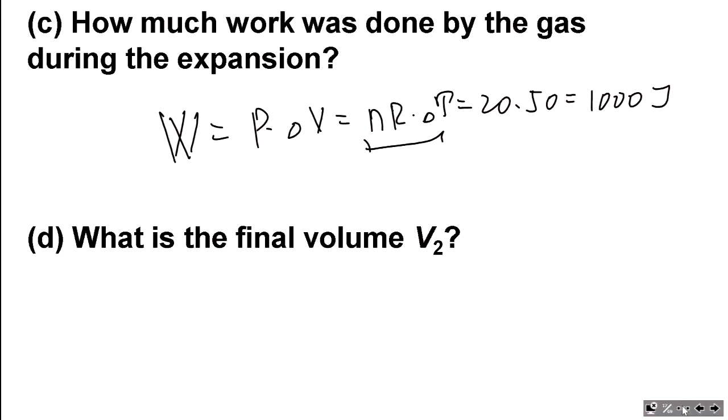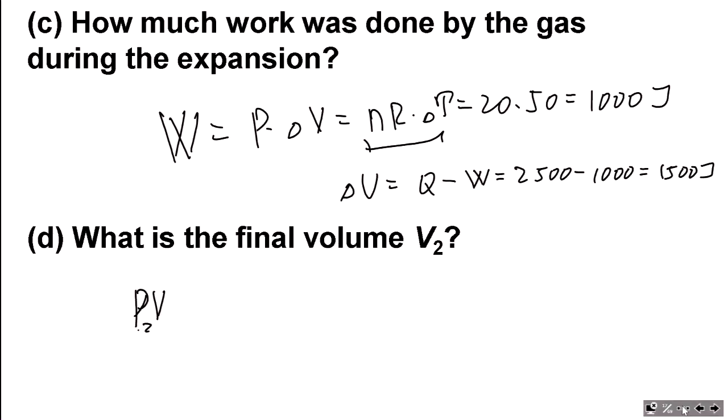And of course, we can calculate the change in the internal energy because it has to be equal to the difference between the supplied heat and the work done. Supplied heat was 2,500. The work done is 1,000. So 1,500 joules.